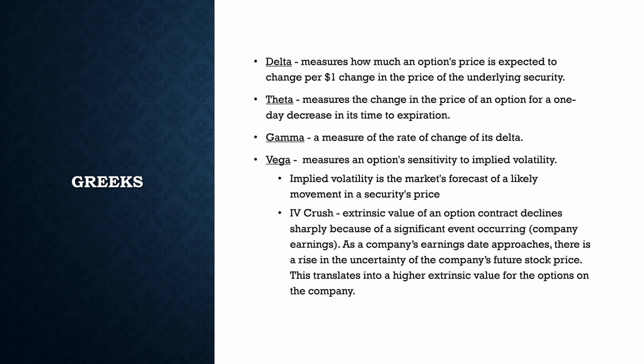Now the Greeks. This is where a lot of people have trouble understanding, because this is really what makes up an options contract. So you have the delta, the theta, the gamma, and the vega. The delta measures how much an option's price is expected to change per $1 change in the price of the underlying security. So if you have a delta of 50, for every dollar that stock goes up, you're basically profiting $50. But for every dollar that stock comes down, you're losing $50. But that delta does change over time. Again, I will go over that with you in a bit when we get to the trading platform.